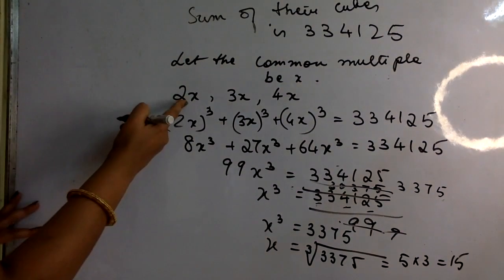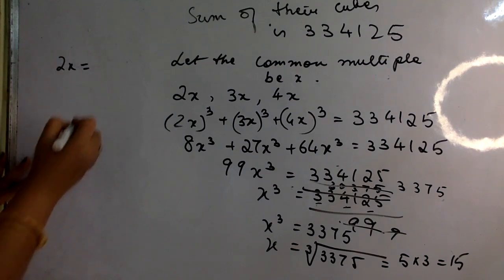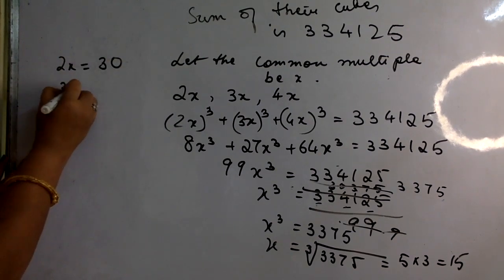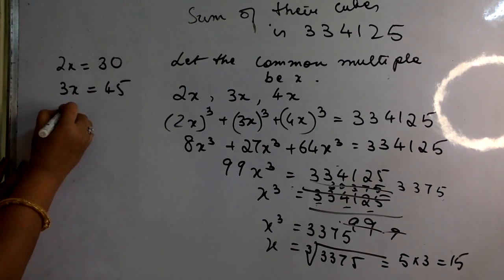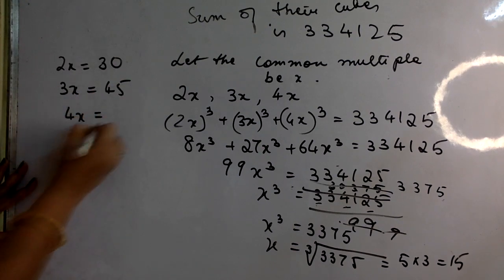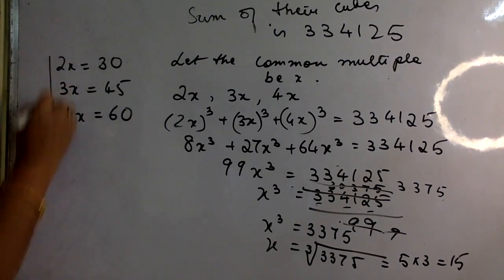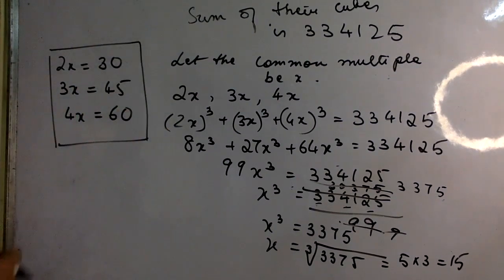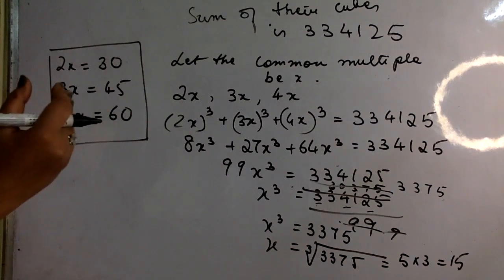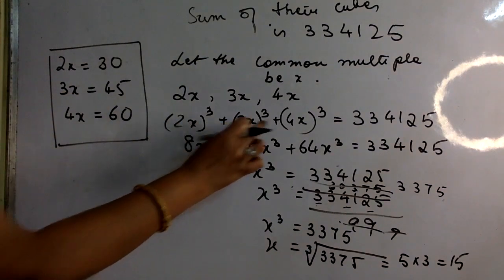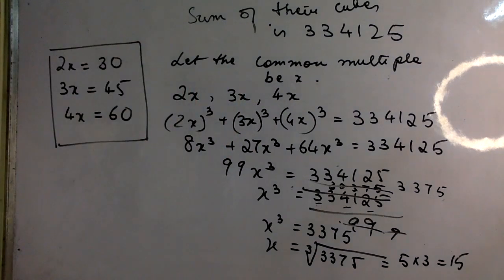The first number is 2x. 2x is equal to 2 into 15, that's 30. 3x is 3 into 15, that is 45, and 4x, that is 4 into 15, that is 60. So these are my numbers, and to write them in this order is very, very important. So this was the sum where you add up the cubes of 3 numbers. It also teaches you how to cube algebraic values and then form a linear equation with it and solve it, find the cube roots and also find the value of the numbers.